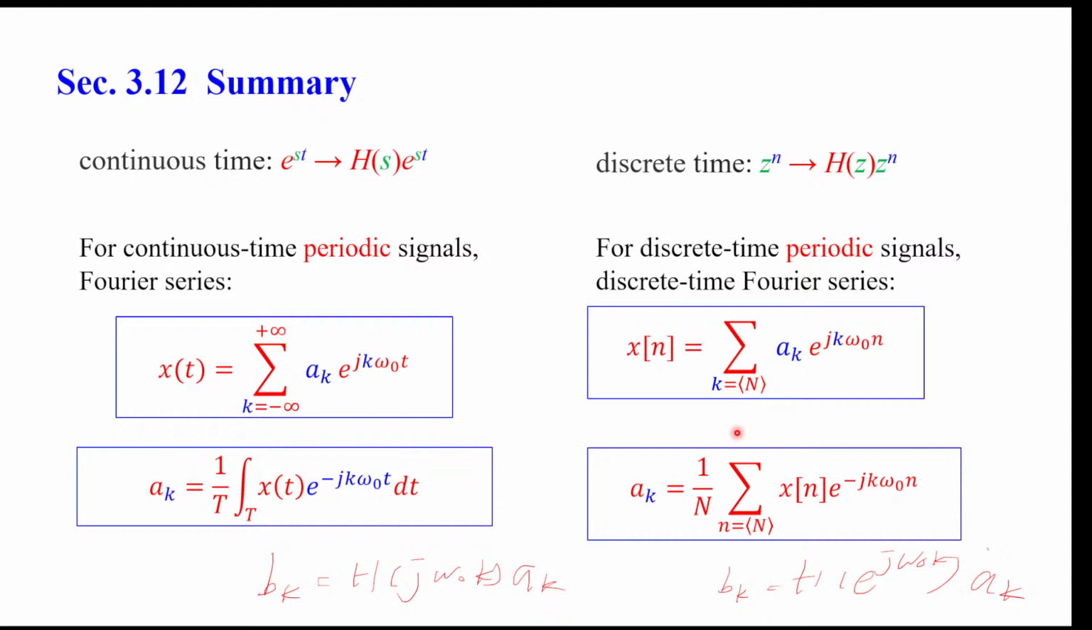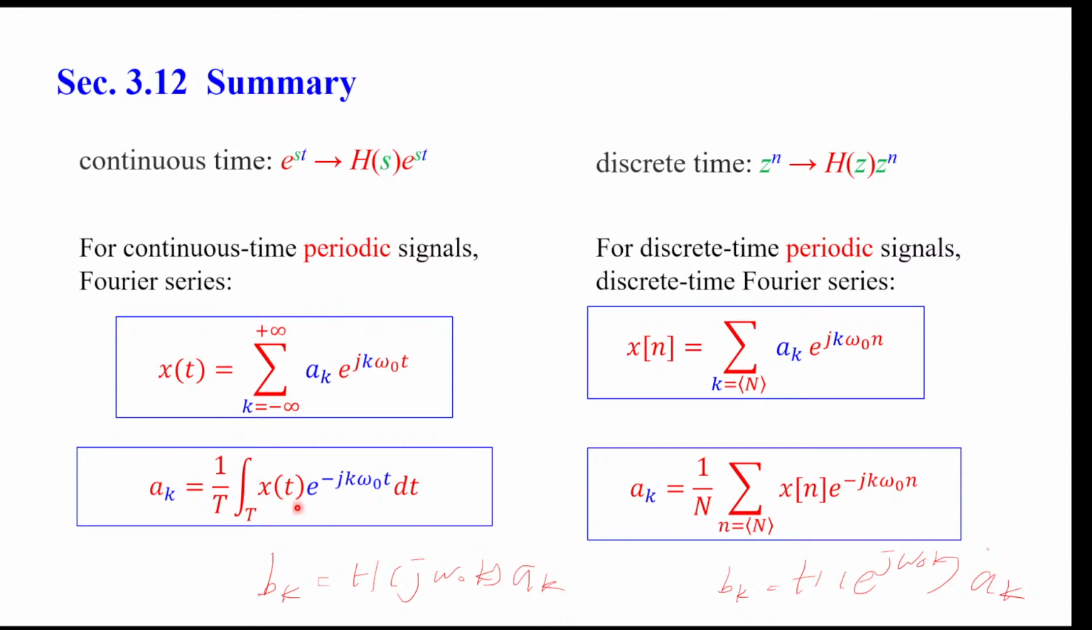Anyway, here is a summary of what we do in the chapter. We show that e to the st and z to the n are eigenfunctions of an LTI system, and we call the eigenvalue big H of s or big H of z. To write signals as linear combinations of those e to the st or z to the n, we derived the Fourier series representations, and they are for periodic signals.